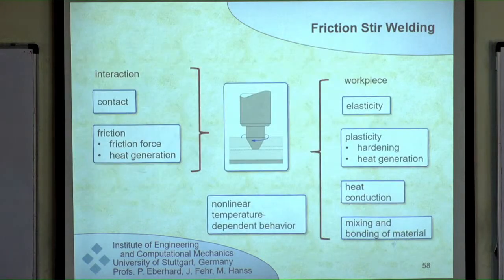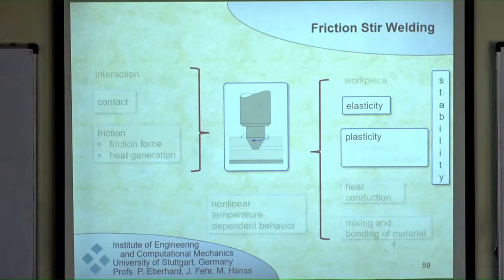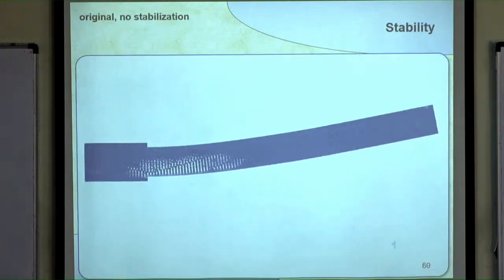But if you want to do this, there are again many things to consider. There is the workpiece with elasticity, there is plastic material, hardening, heat generation, heat conduction, mixing and bonding of materials. Bonding is the thing we are most interested in at the moment. Nonlinear temperature-dependent behavior, friction, contact, all these things are present. And a lot of stability problems occur.